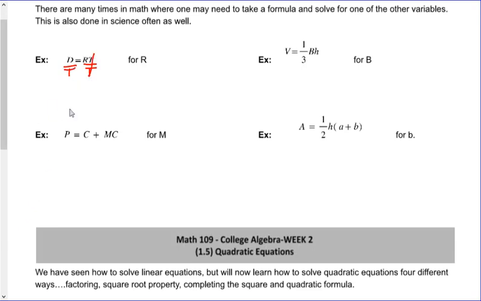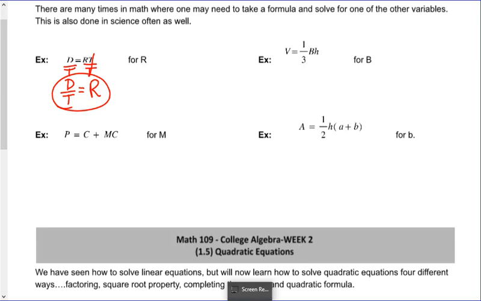That cancels out, leaving me with r on this side and d over t on that side, and that is complete. Okay? Now let's try another one. Let's try this one. This is a volume for a rectangular, or not a rectangular prism, it's for a cone, actually. Or sorry, not a cone, a pyramid.